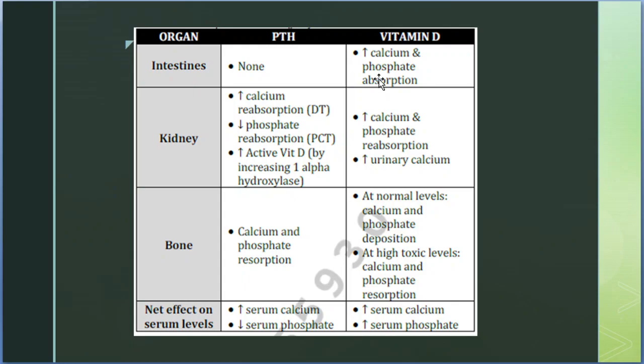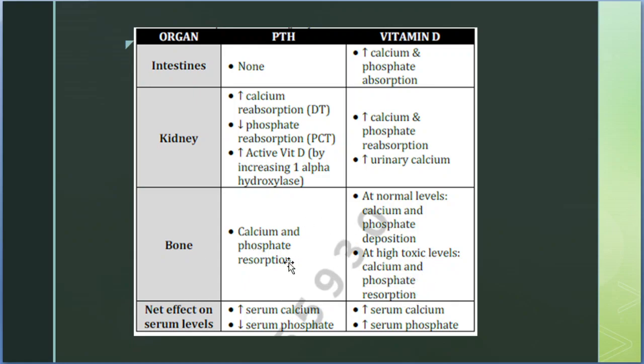Calcium and phosphate, it increases them, and also increases urinary calcium. In your bone, parathyroid hormone causes calcium and phosphate resorption. How about vitamin D? At normal levels, calcium and phosphate deposition. However, at high toxic levels, it can cause calcium and phosphate resorption.